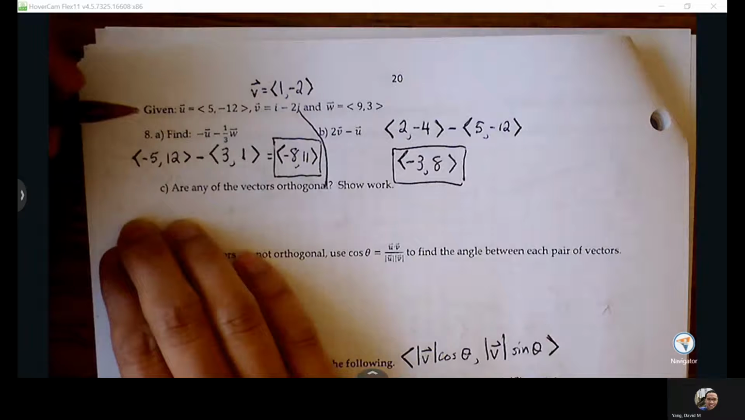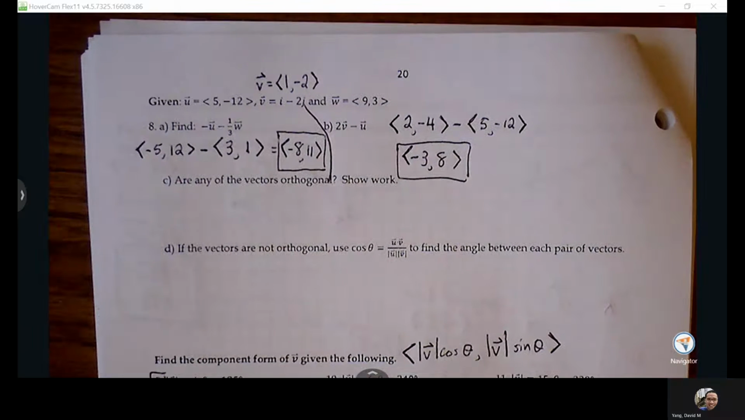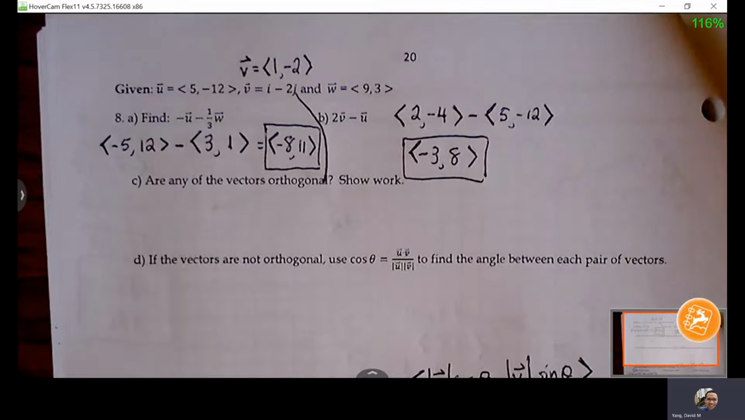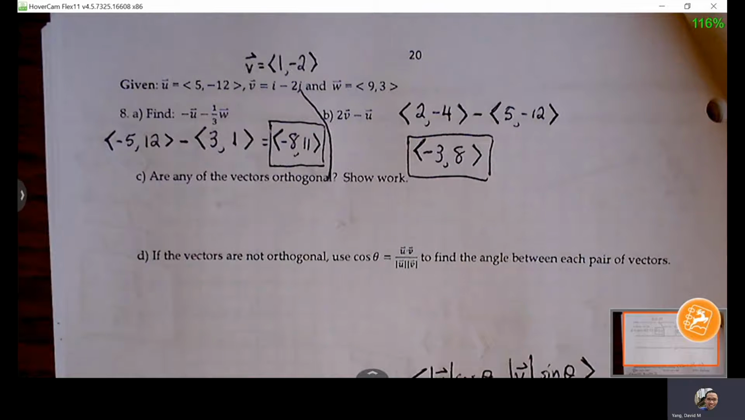Okay. Okay, does anybody still need to look at this page? Good. Number 8. Okay. A and B, pretty straightforward. You just distribute any coefficient that needs to be distributed to the original vectors.